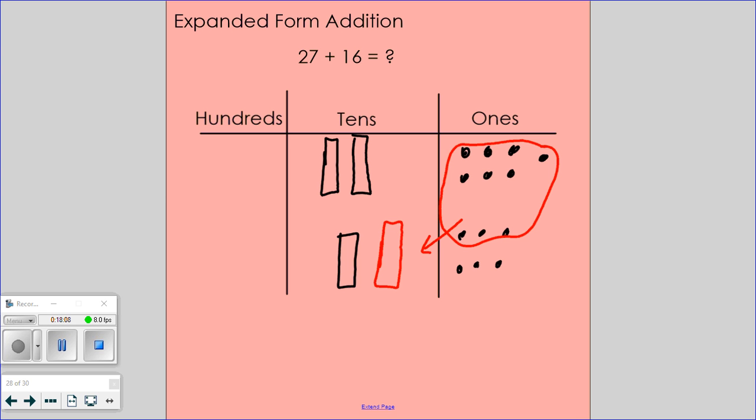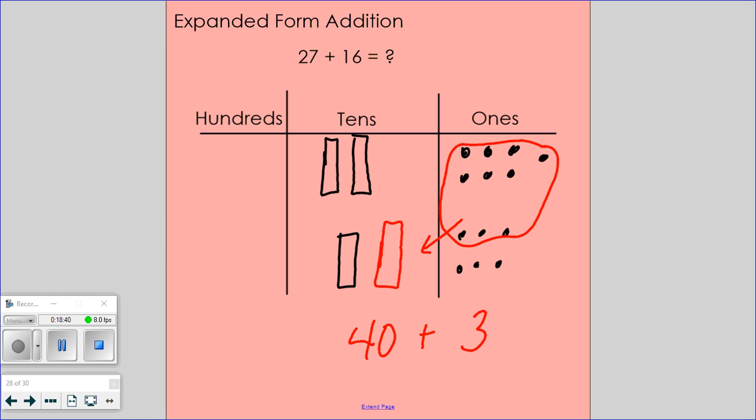How many ones did I have left over? Because I couldn't trade them all. Lainey? 3. Never mind, not underneath. I'm going to write my answer underneath. You don't write it down. How many 10s do I have now? Dorian? 4. I have 4 10s.